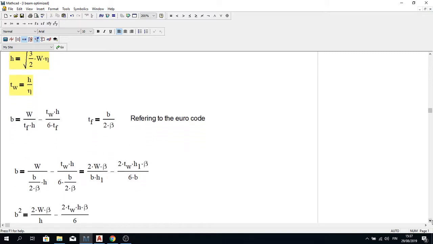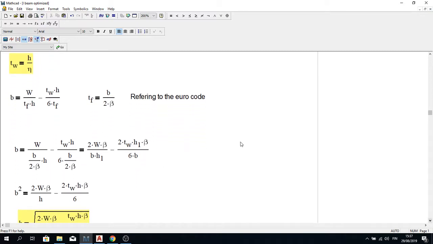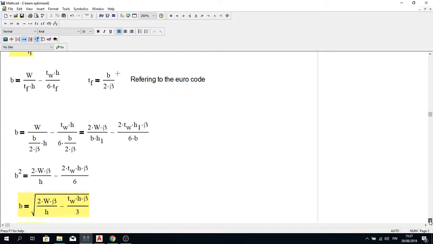And we also know the equation B equals W divided by thickness of flanges times H minus thickness of web times H divided by 6 times thickness of flanges. And according to Eurocode, thickness of flanges has a relation with breadth of flanges divided by 2 times the beta factor. I will show you this beta factor further when we do the real calculation.